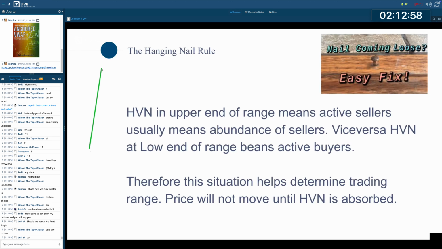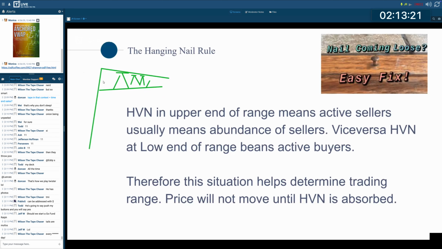Oftentimes I will see you guys try to buy the top of a flag, waiting for that breakout, and you get hammered and hammered and hammered. You're getting chopped up, and you don't understand why, because it's breaking out by 1 cent, by 2 cents, by 3 cents. But what you're not seeing is that the delta divergence here is telling you not to buy it. You have a very high point of control on the profile.